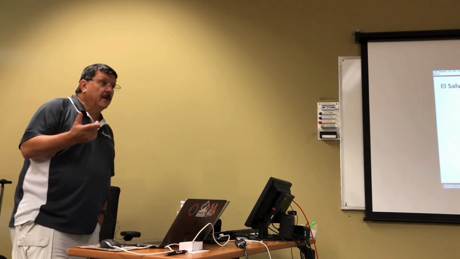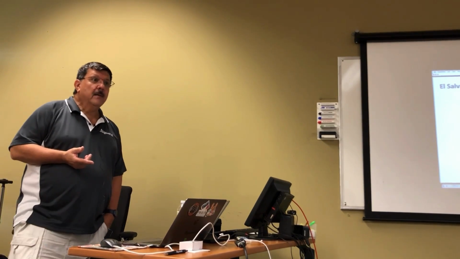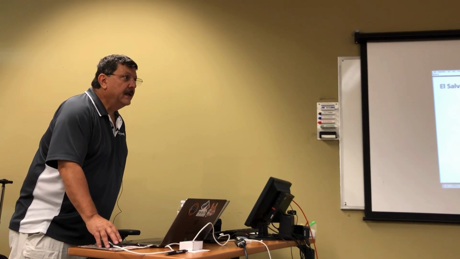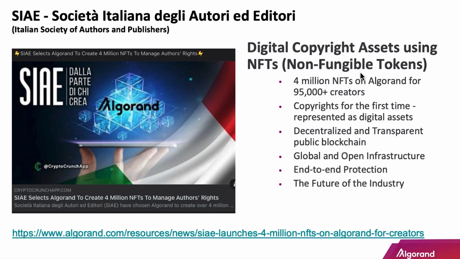And then El Salvador is using this for their government records. They're putting them up on a blockchain. So anything they want the public to be able to get to easily is out on the blockchain. The Society for Italian Authors and Publishers, they use NFTs, which are non-fungible tokens.